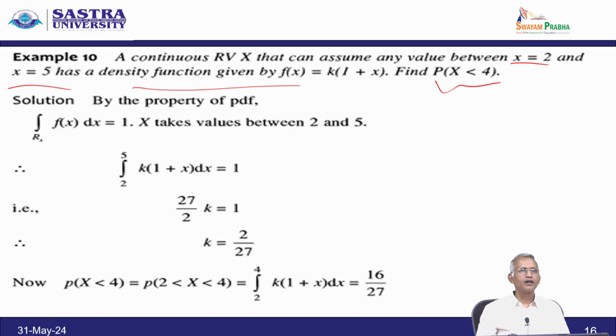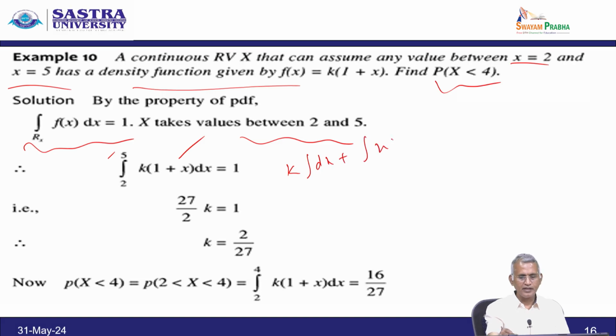By the property of the probability density function, we have the integral of f of x dx equal to 1. Now we have values between 2 and 5. Therefore, the lower limit is 2 and the upper limit is 5, and f of x is k into (1 plus x) dx. So the integration is k times [integral dx plus integral x dx], which is equal to k into [x plus x square by 2], over the limits 2 to 5.